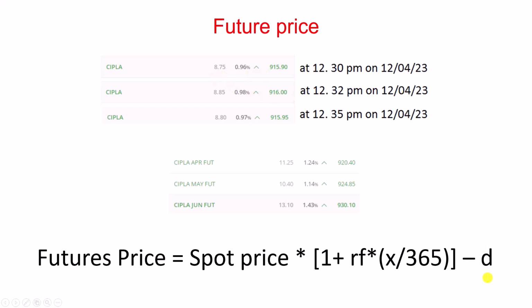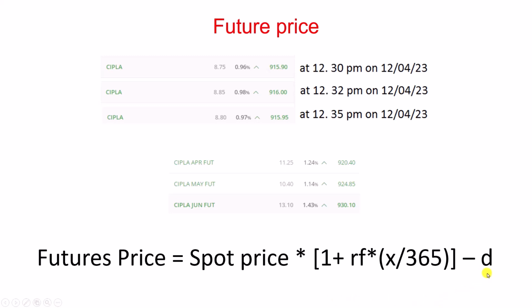The X here is the number of days till expiry of the future. And then minus dividend. So D is dividend. I had told you in the previous video that the dividend is included in the futures price, correct?